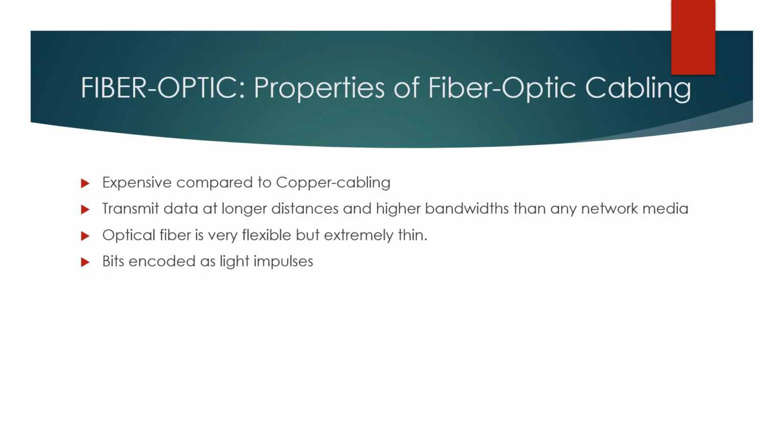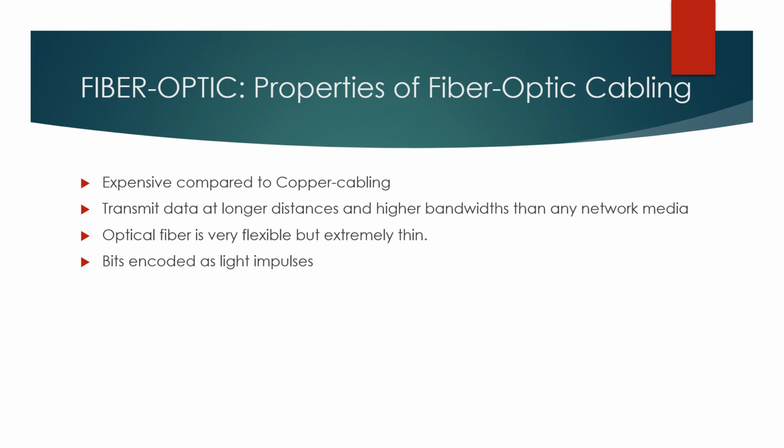Fiber optic cabling is the other type of cabling used in networks, but since it is expensive, it's not as commonly used as the various types of copper cabling. But fiber optic cabling has certain properties that make it the best option in certain situations. Optical fiber cable transmits data over longer distances and at a higher bandwidth than any other networking media.